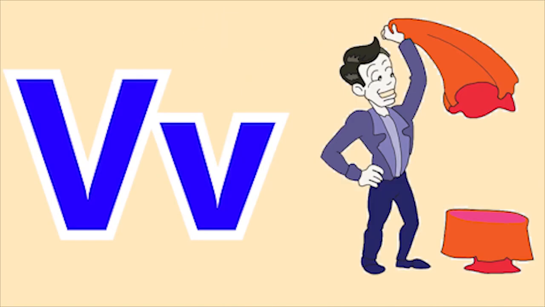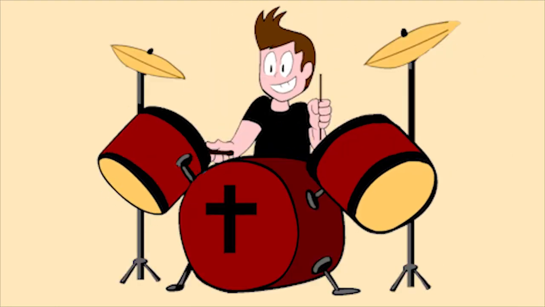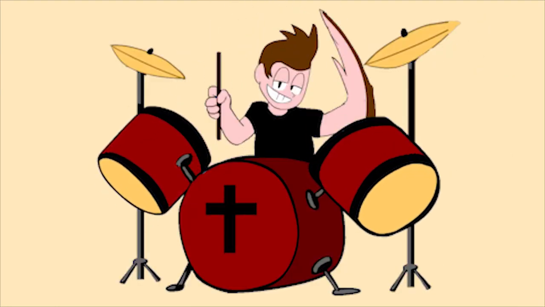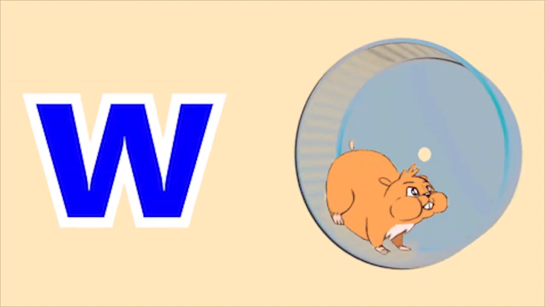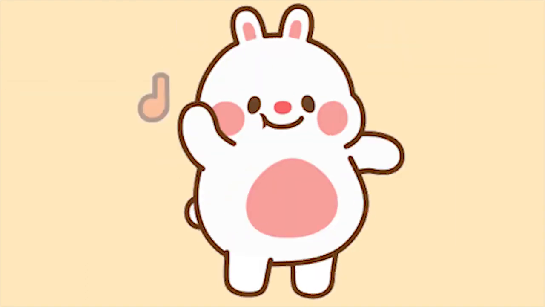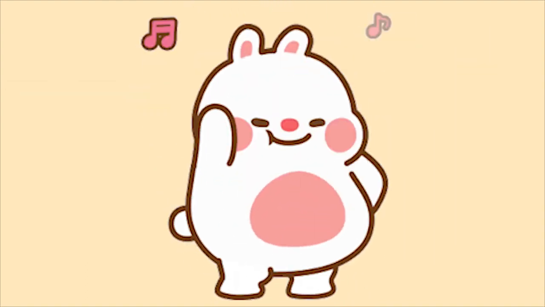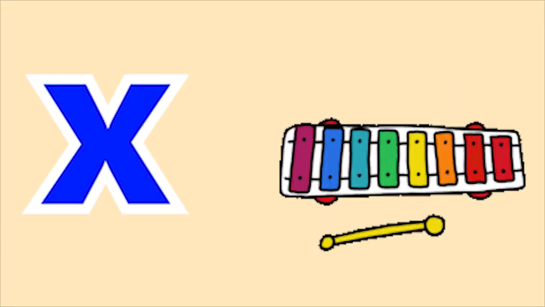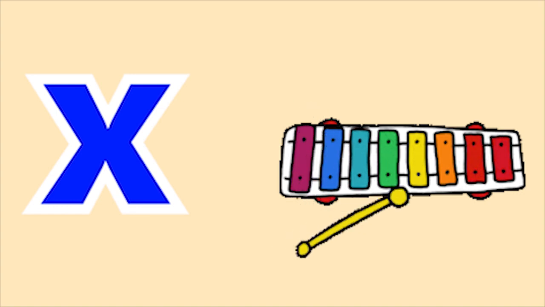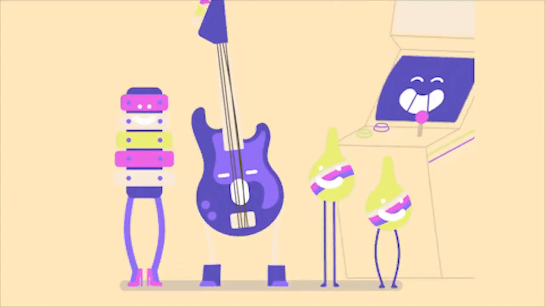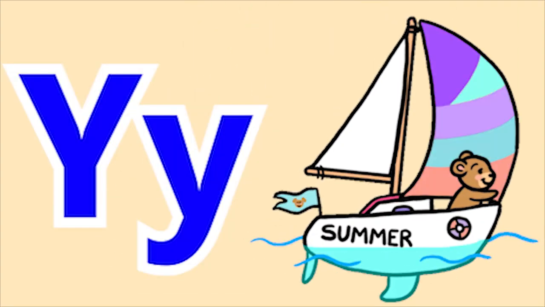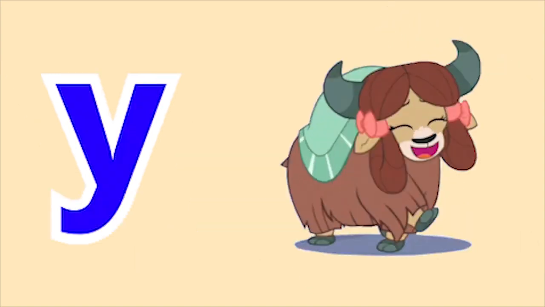V for vanish, V for violin. W for window and W for wheel. X for Xmas tree, X for xylophone. Y for yacht and Y for yacht.